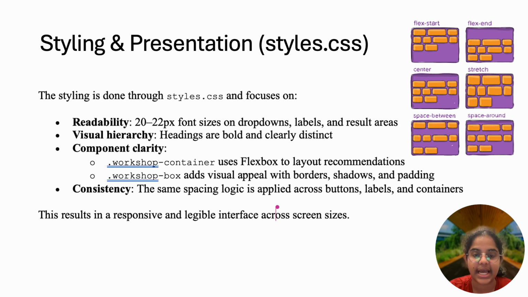Next, I'll be covering the styling and presentation. The styling is done through styles.css and focuses on readability, using 20 to 22 pixel font sizes on drop-downs, labels, and result areas. Visual hierarchy, where headings are bolded and clearly distinct.